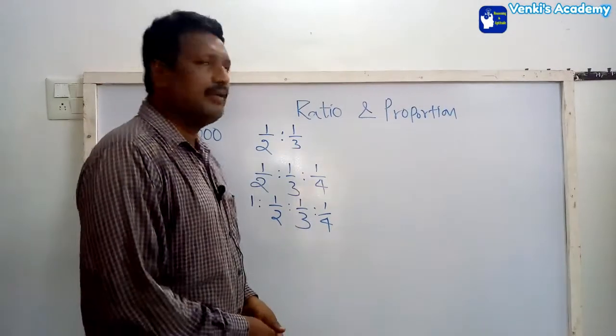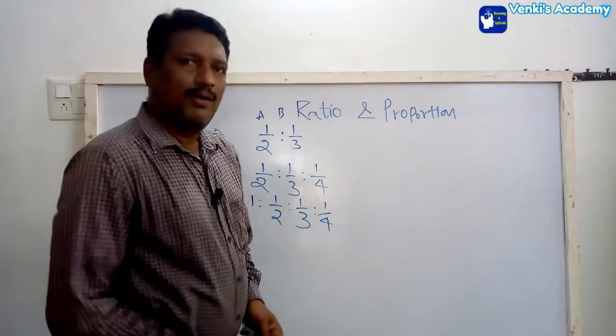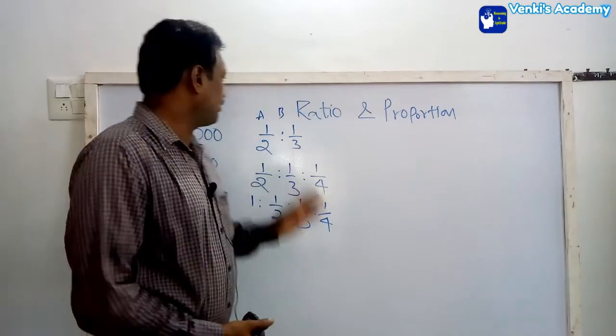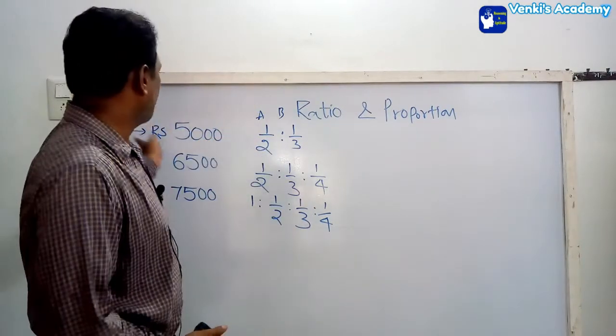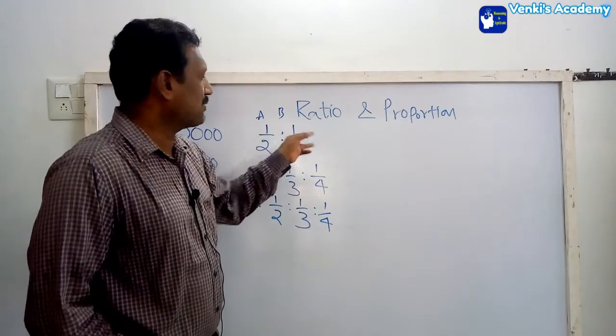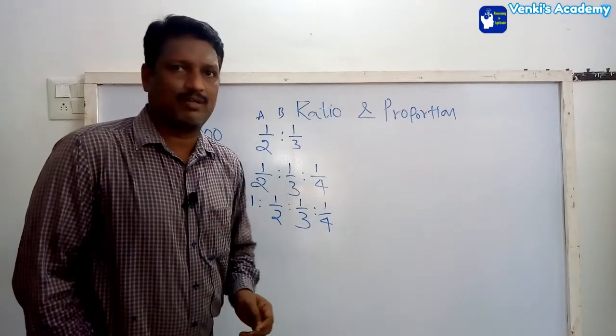Two persons A and B. The ratio is in the form of 1/2 is to 1/3. Now we have to distribute the amount of 5,000. The total amount is 5,000. This 5,000 should be distributed between the two persons A and B. How much is the share of A? How much is the share of B? They're asking that right now.